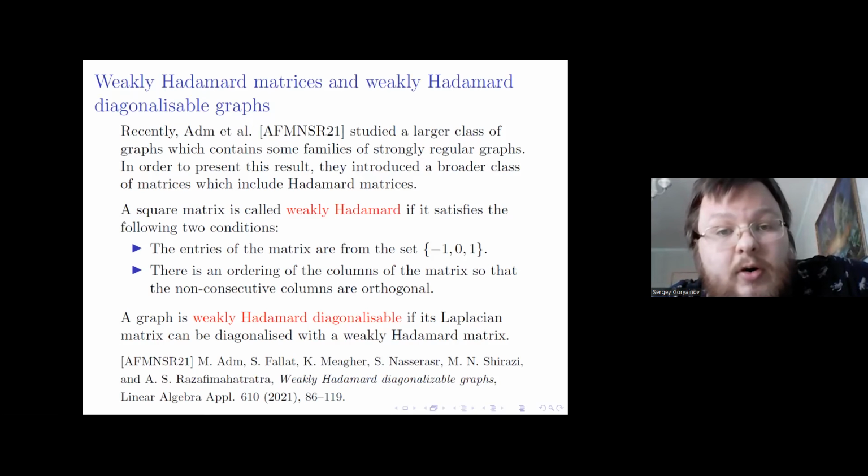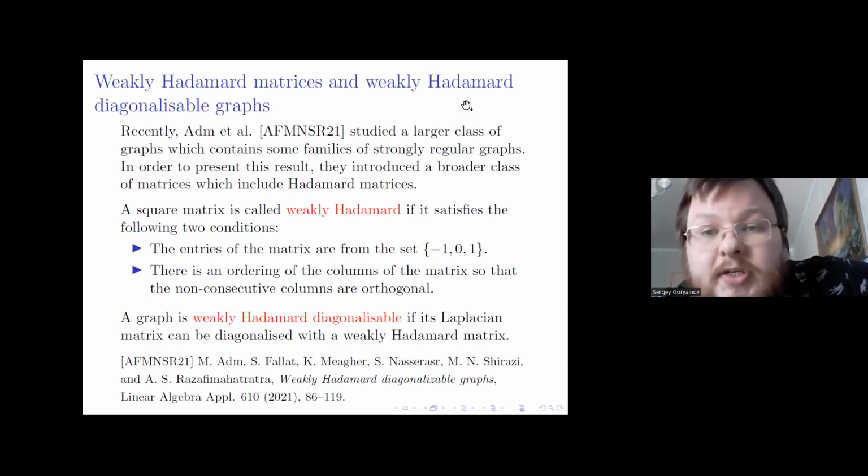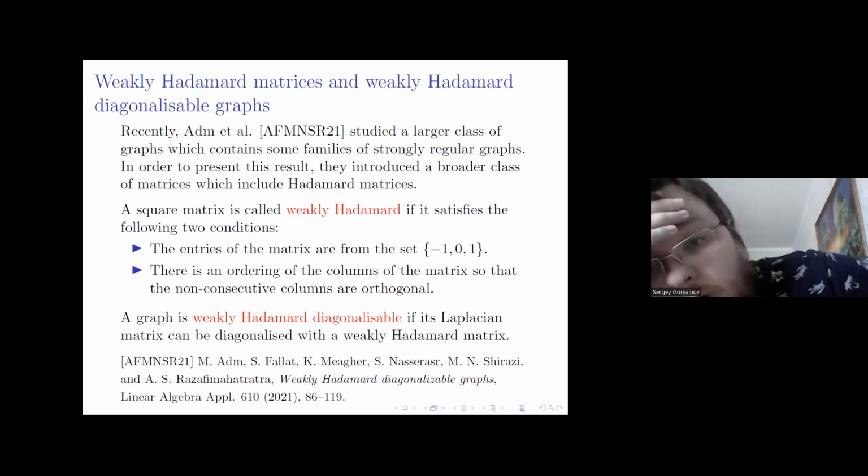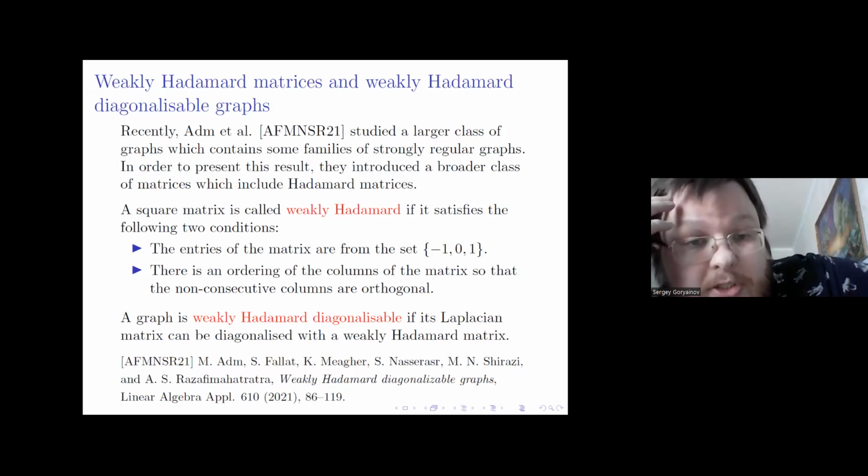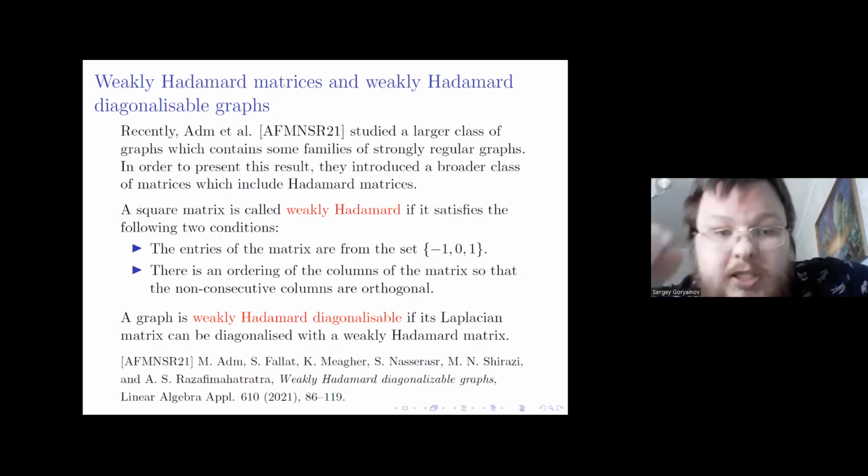The entries of the matrix are from the set {-1, 0, 1}, and there is an ordering of the columns of the matrix so that the non-consecutive columns are orthogonal. A graph is weakly Adamar diagonalizable if its Laplacian matrix can be diagonalized with a weakly Adamar matrix.